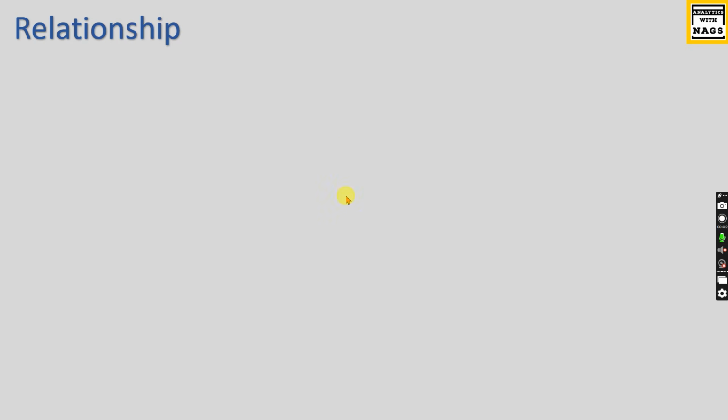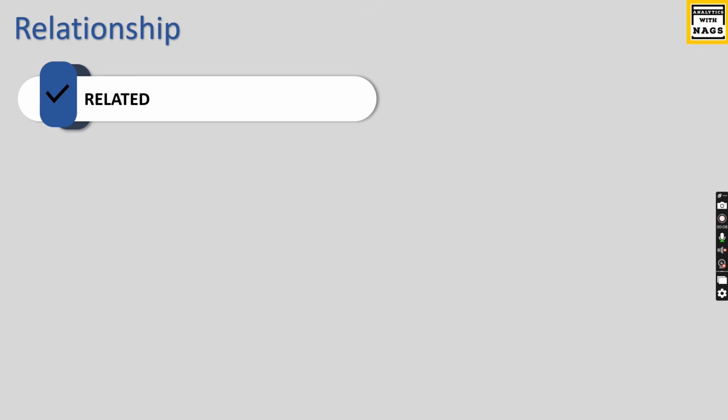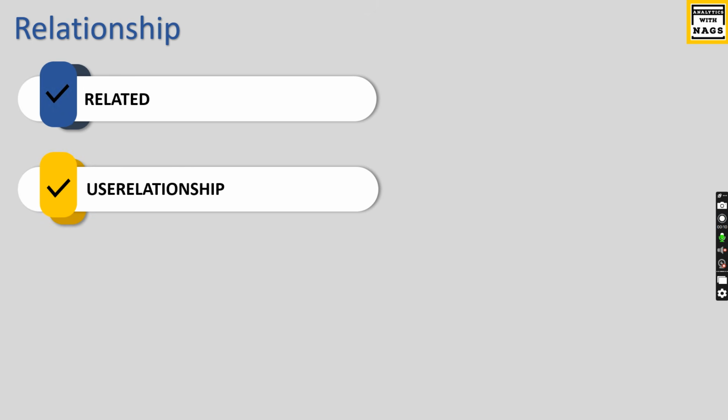In this section, we're going to see another two important DAX functions that come under relationship, that is RELATED and USERELATIONSHIP. As I said before, we have many relationship functions, but I'm going to cover these two. I will leave the other functions for your exploration.